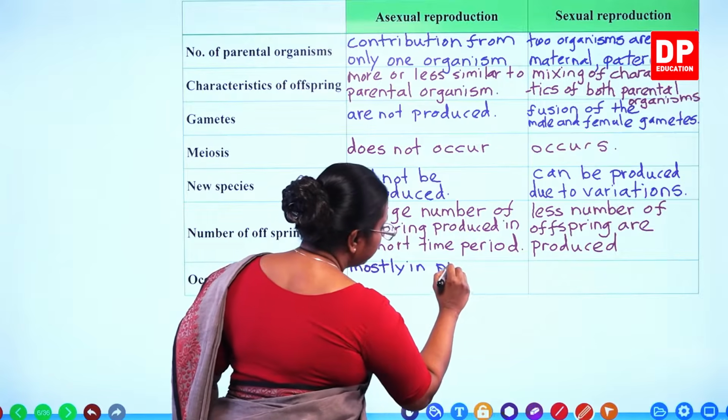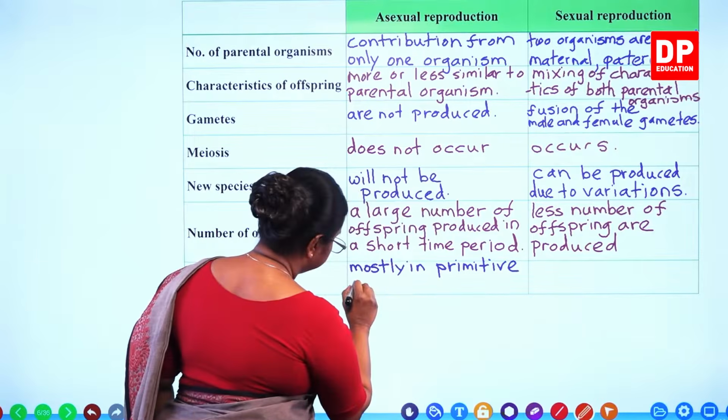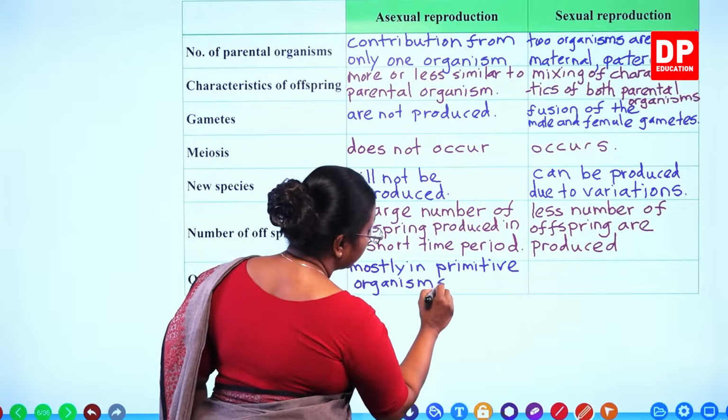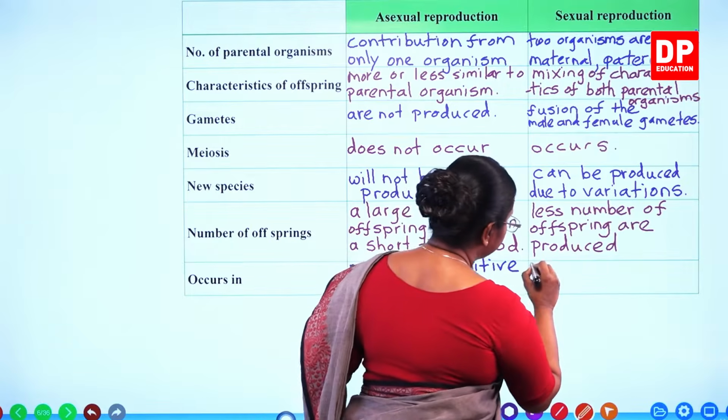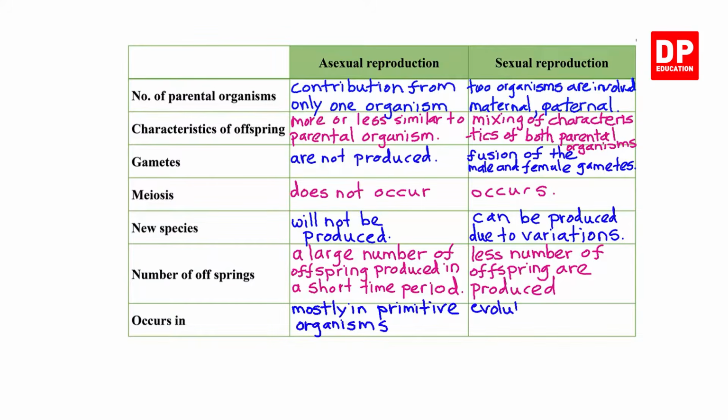in primitive organisms, whereas sexual reproduction occurs in evolutionarily advanced organisms. Is this clear to you all now?